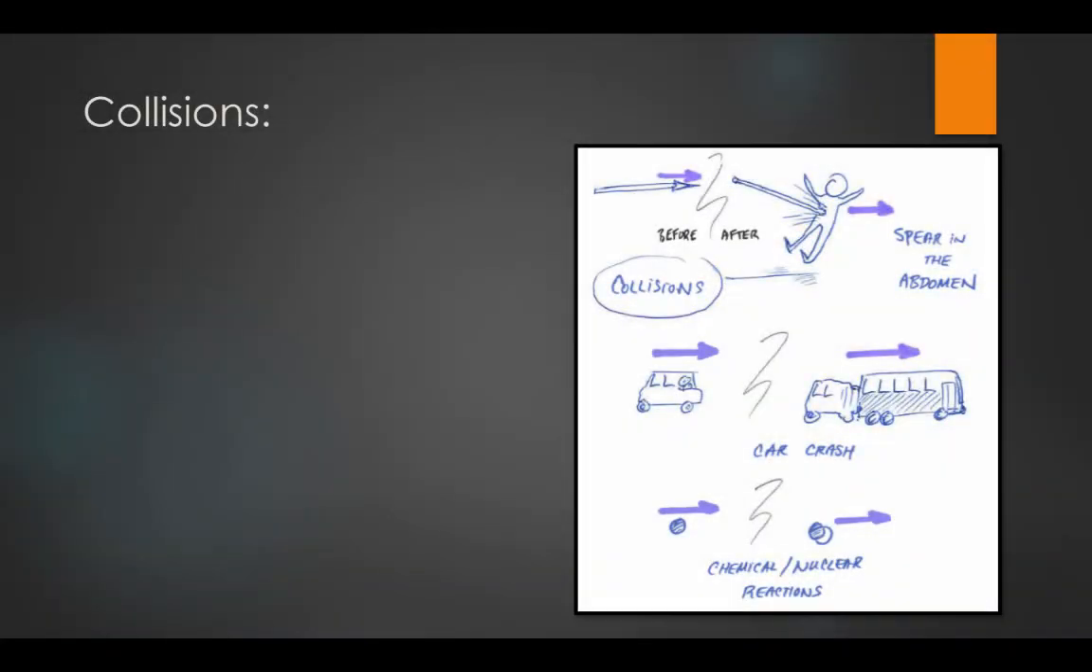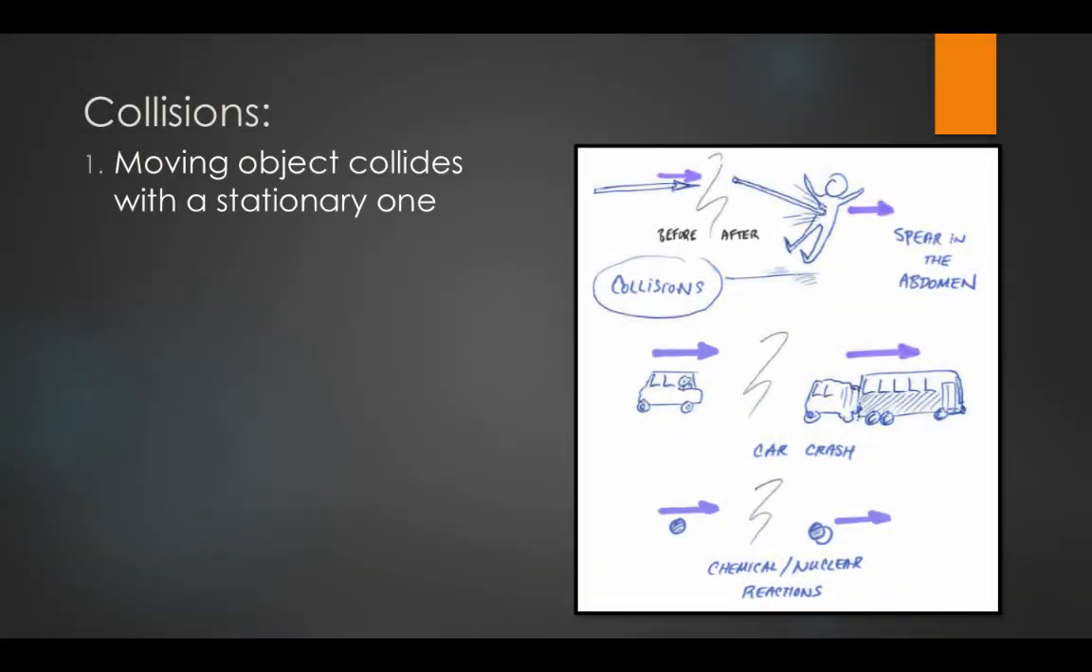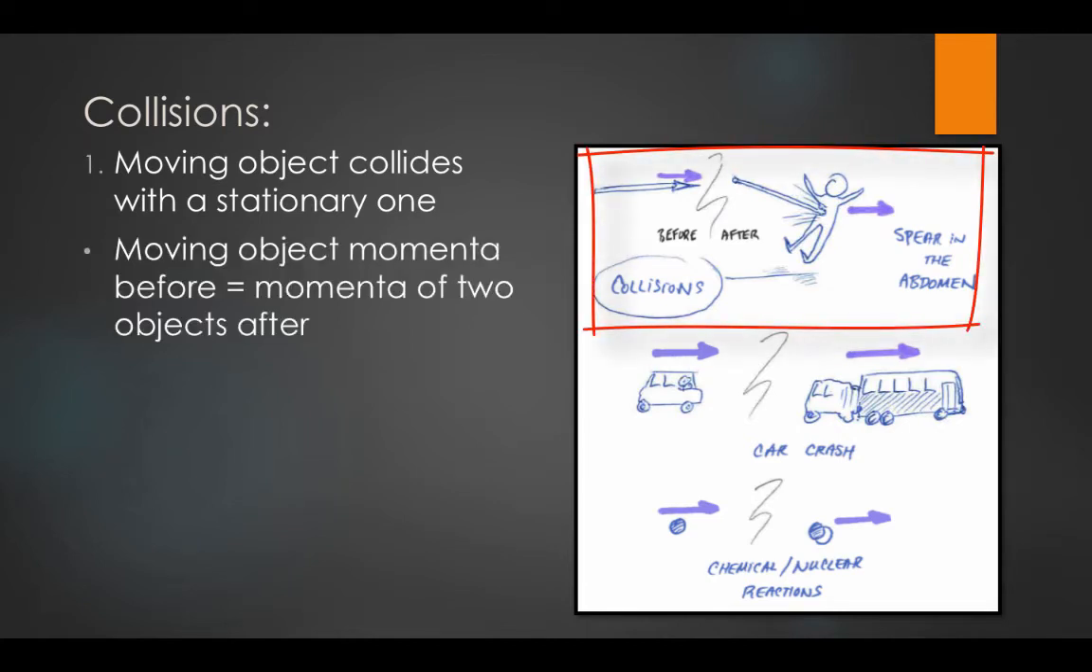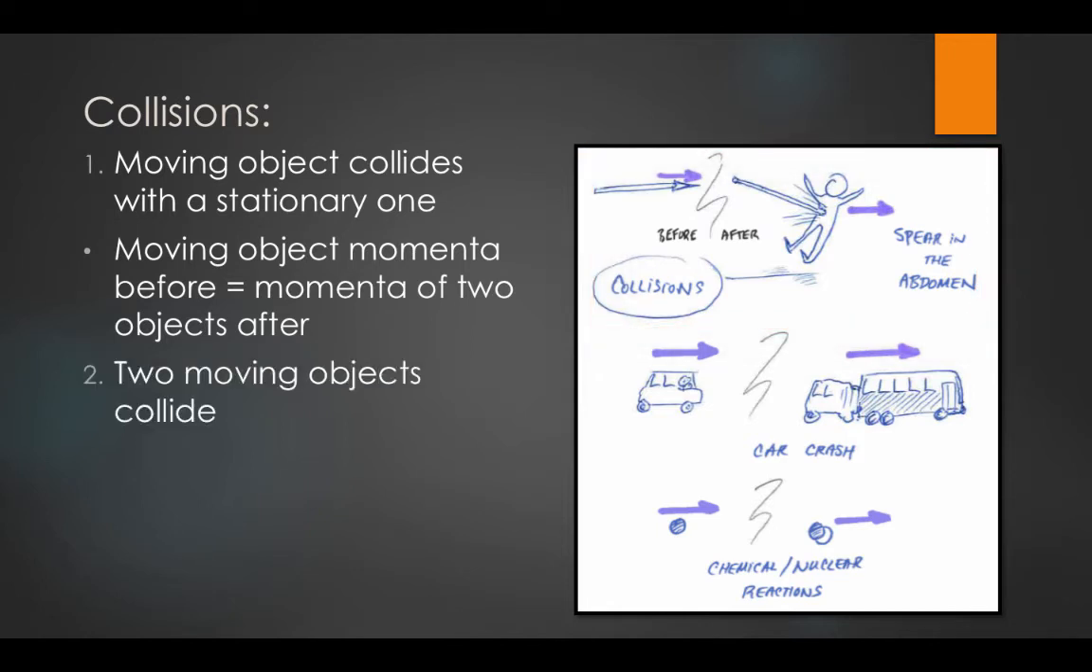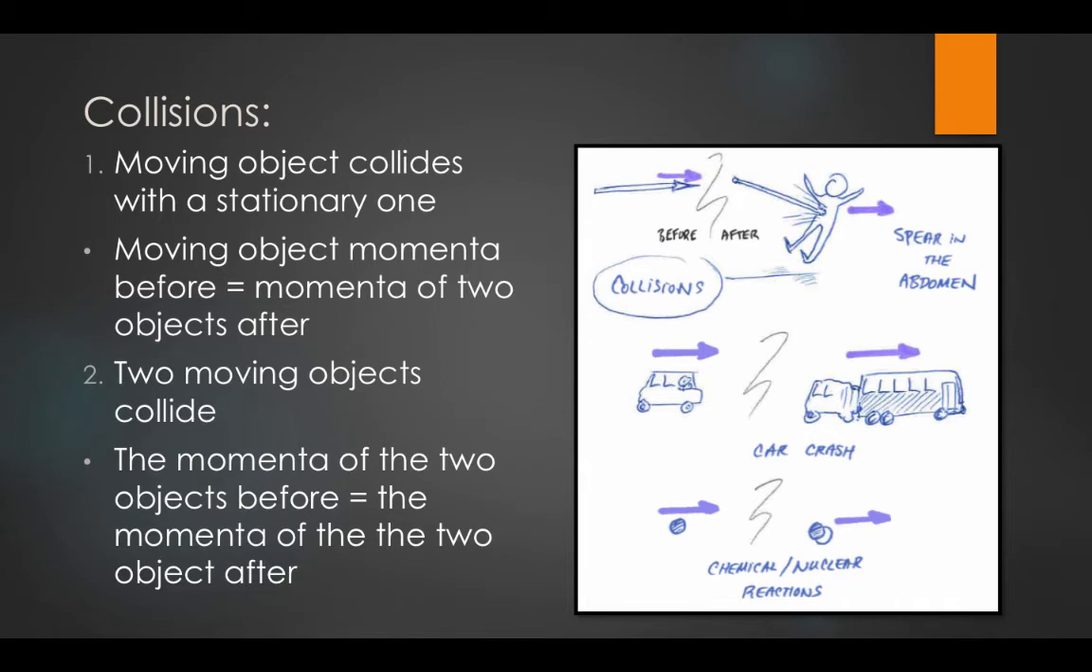There are in turn two types of collisions. The first type is where a moving object collides with a stationary one, such as the sphere hitting the stationary man. The momentum of the moving object is the amount that must be conserved after the collision. The second type is where two moving objects collide, such as a rear-end collision like the car and the bus, or where both objects are moving in the same direction but the faster one catches up to the slower one. Or it may be a head-on collision like when we shoot a neutron at the nucleus of an atom, which we do in particle accelerators. In these cases, the sum total of momentum of the two objects before the collision must equal the sum total of momentum of the two after the collision.